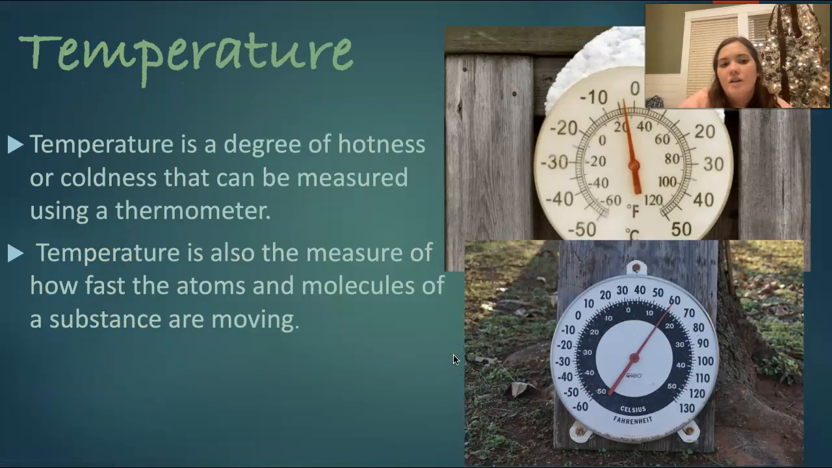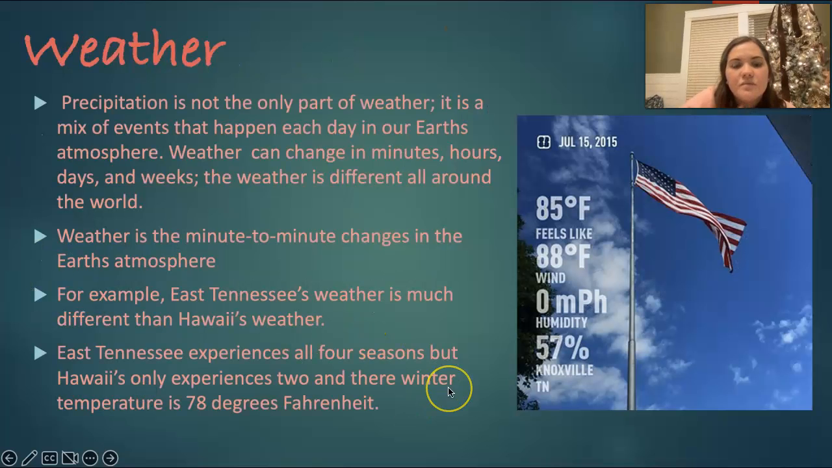Temperature. Temperature is a degree of hotness or coldness that can be measured using a thermometer. It's also the measure of how fast the atoms and molecules of a substance are moving. In this photo, or in this picture, you'll see a picture of a thermometer. In the first photo, there's snow above it, and it looks like it's about -4 degrees. In the next picture, you'll see the example of about 60 degrees Fahrenheit. Those are totally different temperatures, but there's the same type of thermometer that is telling you how cold or hot it is.